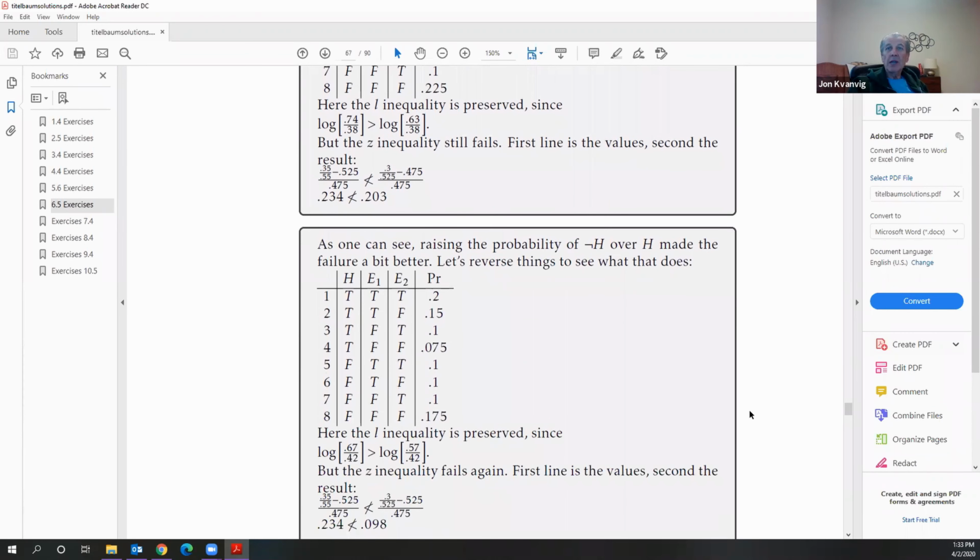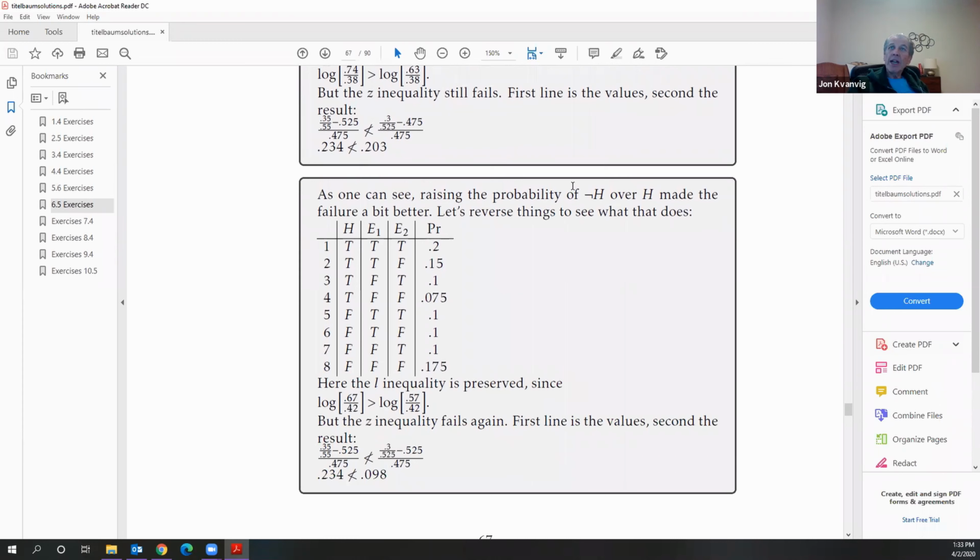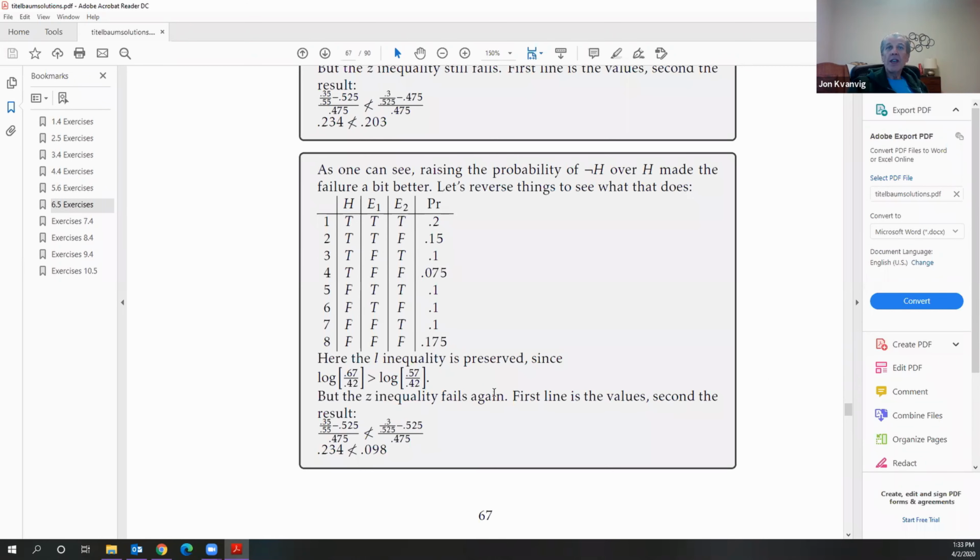Okay, so I weighted not H more strongly than H in the second table. So in the third table, let's reverse. We first tried raising the probability of not H over H. Let's do the opposite. So now we have the probability of H being slightly higher than the probability of not H in this table. Now here, we still get the log likelihood inequality preserved, but once again, the Z inequality fails.